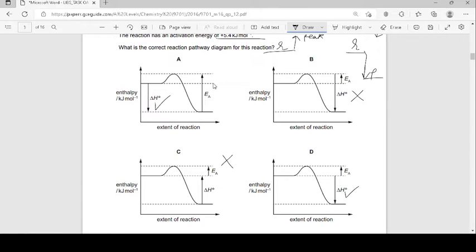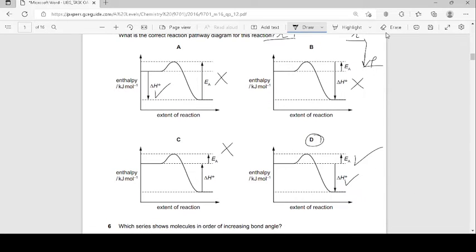Over here, my activation energy is going from my products to my peak, which is wrong. I said from reactants to the peak, right? That's your activation energy. So that means A is also wrong, which means my only possible answer is D, where my activation energy is going from my reactants to the peak, and my delta H arrow is downwards, going from the reactants to the products. So that is right. Okay, and let's go to the next question now.